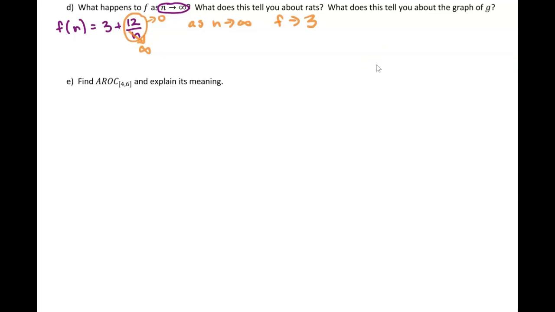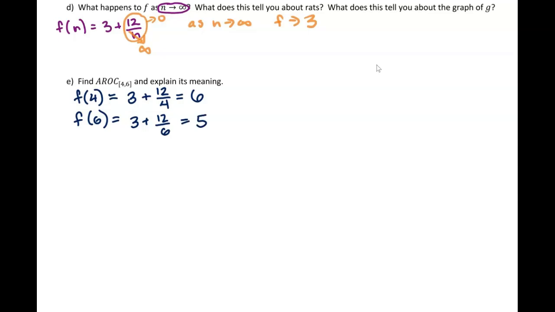Okay, last one here is average rate of change. We've done this already, but let's just do one here and do the explain your meaning. So we have our formula. Let's find f of 4. Our formula says that f of 4 will be 3 plus 12 over 4. I think I did this above, but we'll write it out here. 12 over 4 is 3, so we're getting 3 plus 3 is 6. F of 6 is 3 plus 12 over 6, which will be 5.